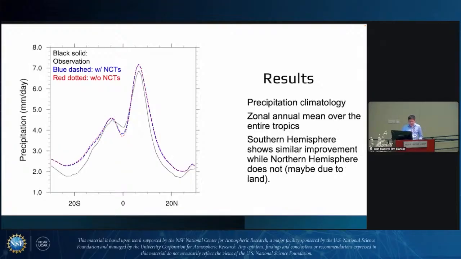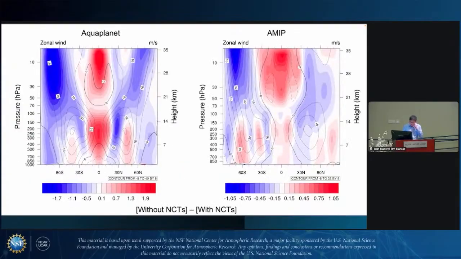Again, we see similar features if we neglect the non-traditional Coriolis term, as we see here in the red dotted line, the precipitation reduces at the equator. And let's see whether it is due to the same reason. We've shown how non-traditional Coriolis terms influence the zonal wind and the meridional circulation in the aquaplanet simulations.